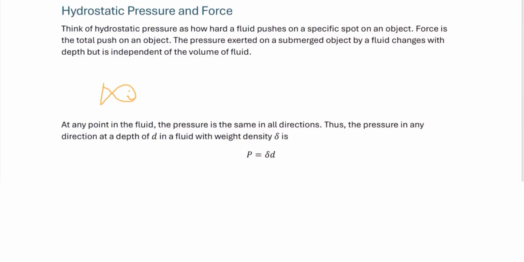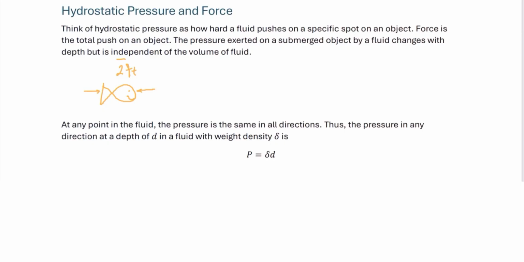Let's say Gil is 2 feet below the surface of the liquid, the water. It doesn't matter if he's in an aquarium or in the lake. The pressure is still the same regardless of the volume. At any point in the fluid, the pressure is the same in all directions. So the pressure around his eyes is the same as the pressure right here at his tail.